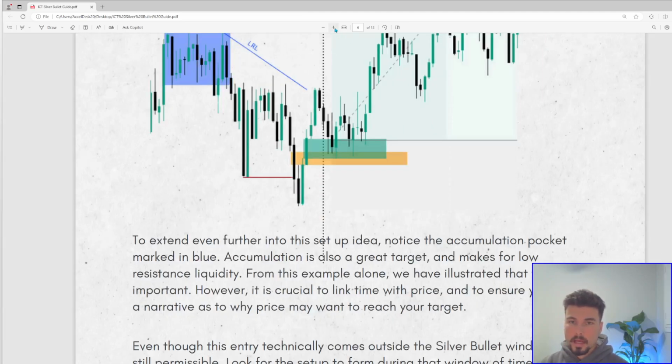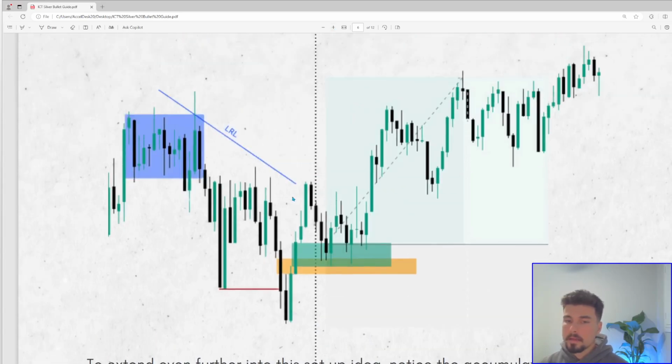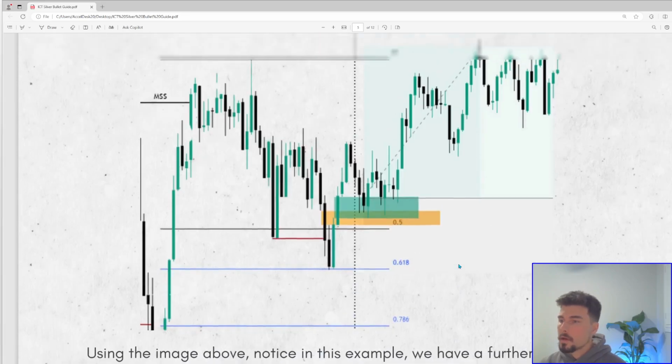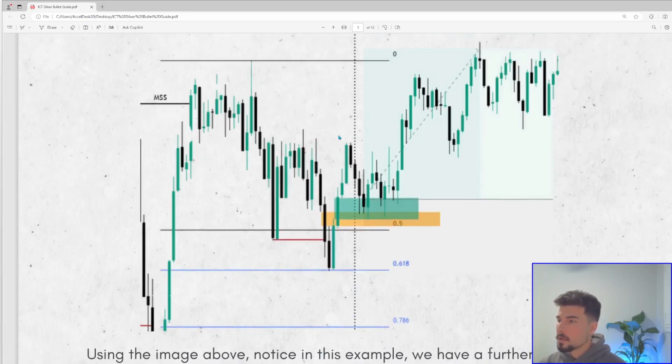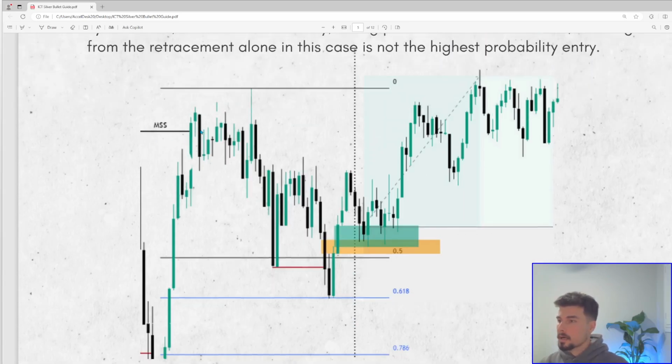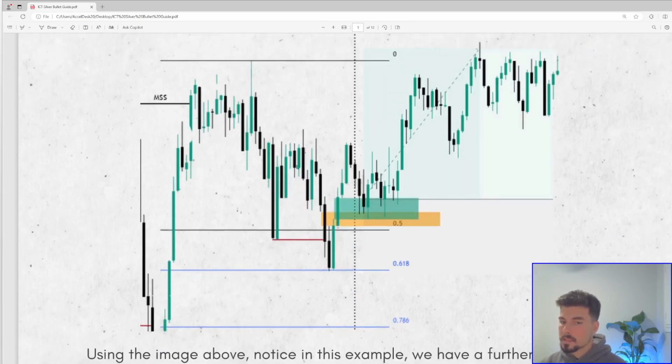Now you might say to me, well, okay, Ruben, why don't I need a market structure shift here then? Because you already have that built up analysis. So going back to this image here, you don't need a shift above this swing high. You don't need that to enter here. Why? Because you've swept liquidity, you tapped into an imbalance, you've already got that market structure shift here, you've got low resistance liquidity, you've inverted this fair value gap, you retrace back into this, and you could wait.